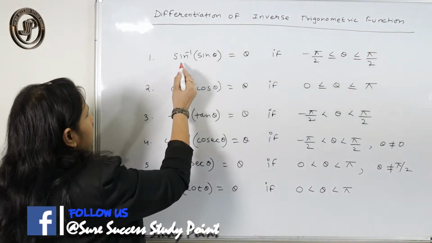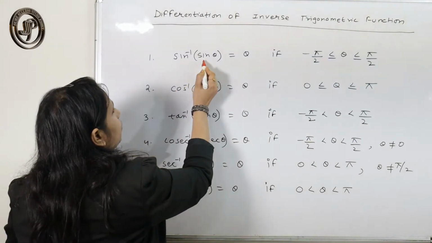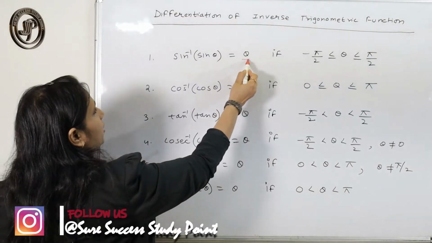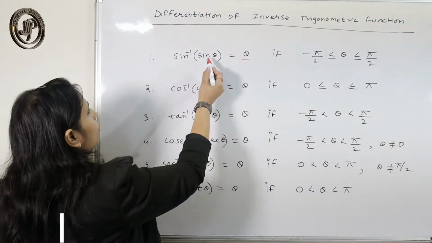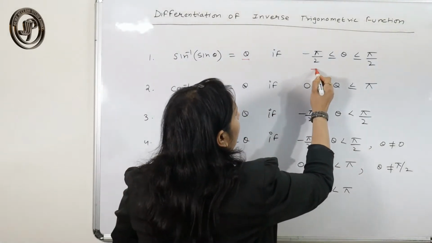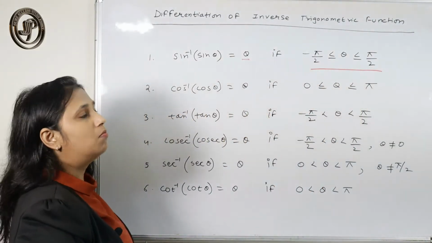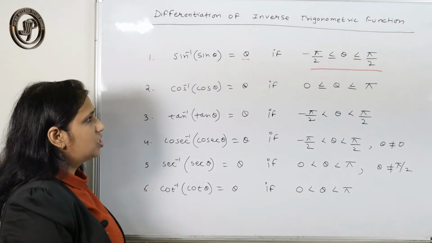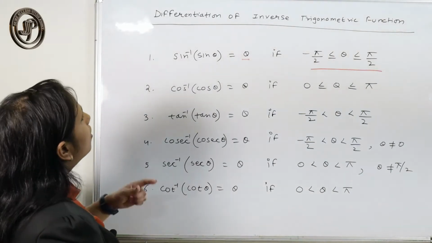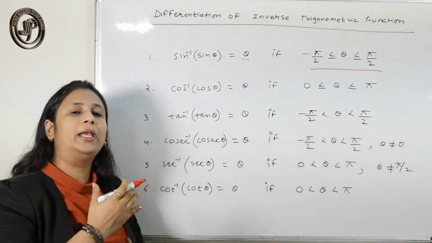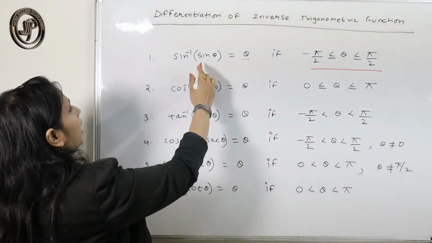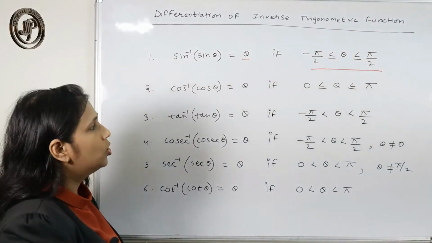So sine inverse sine theta: you just write that the inverse and sine will cancel, so we will get theta. We can write sine inverse sine theta as theta only when the range of theta is minus pi by 2 less than or equal to theta less than or equal to pi by 2, meaning theta should lie between minus pi by 2 and pi by 2 only. Then only you can write this, otherwise not.